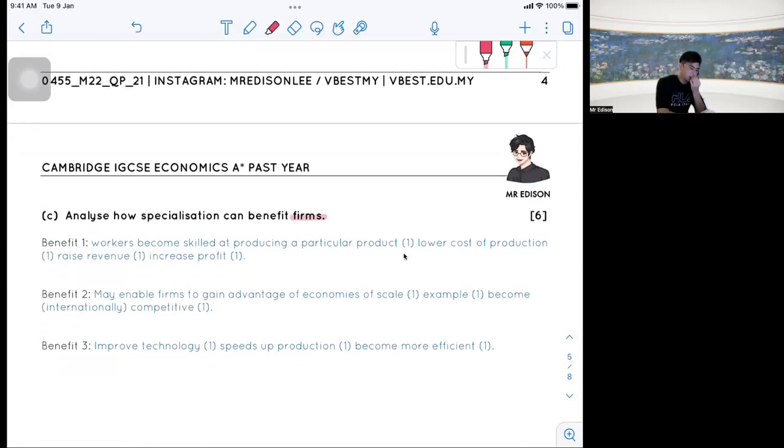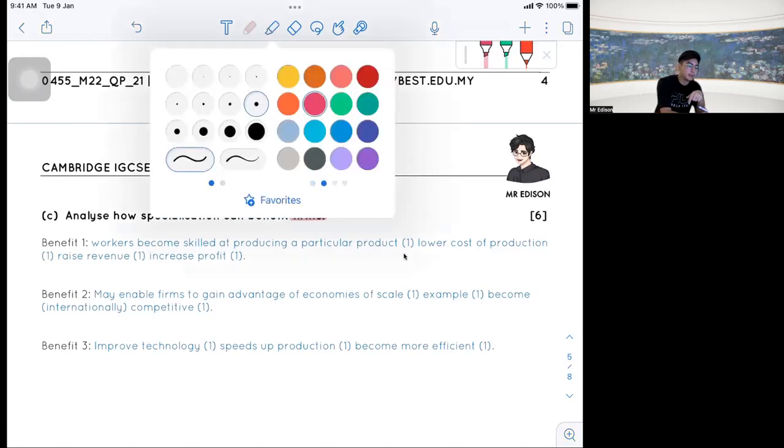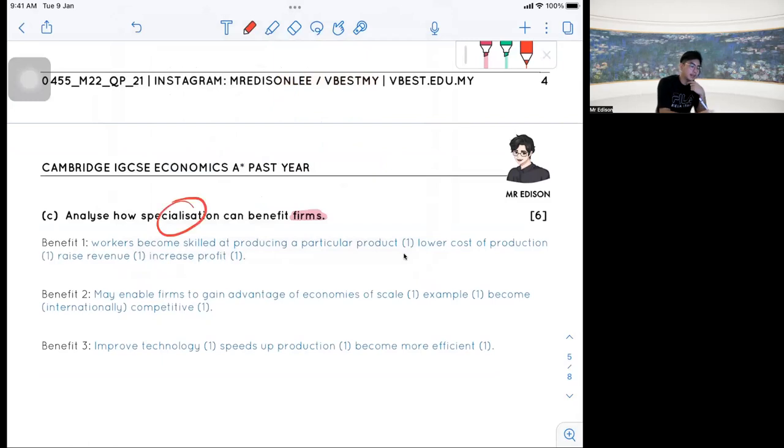Okay, so analyze how specialization can benefit firms. This one is firms, not like consumers. Sometimes in the exam, please be careful. Sometimes they just write specialization that links to workers, or links to a country that specializes in producing one thing, and why it is good and why it is bad. Okay, so now let's look at it.